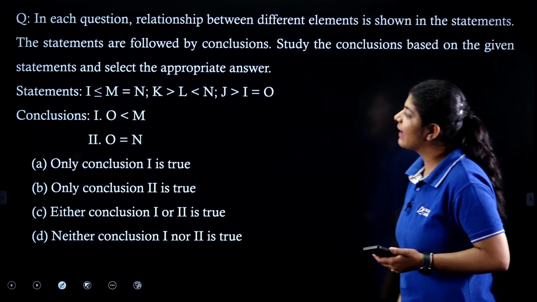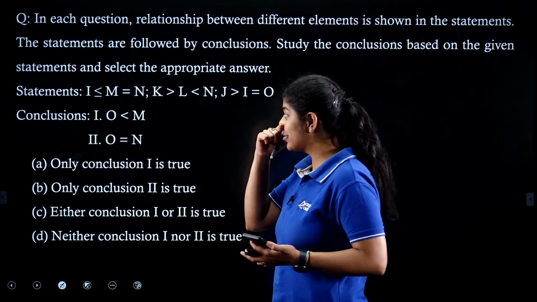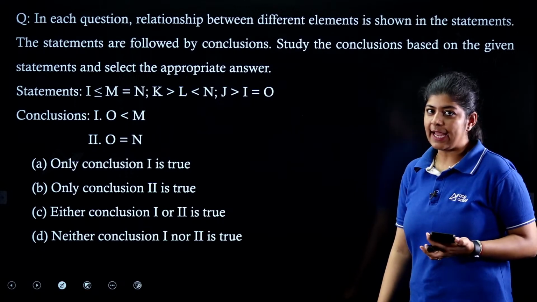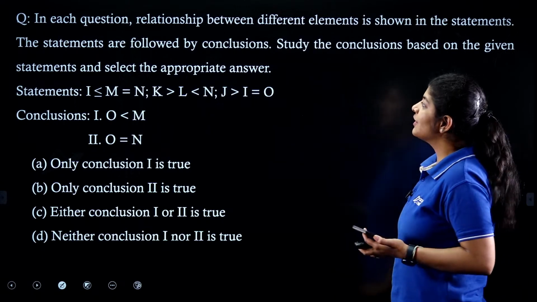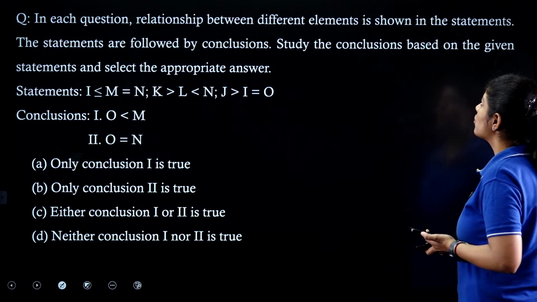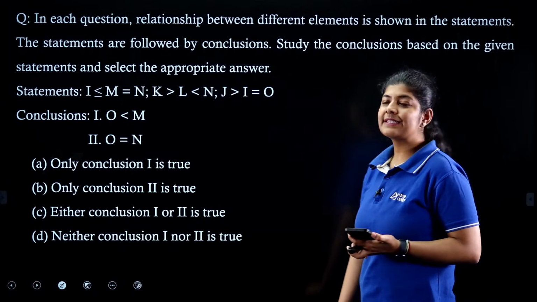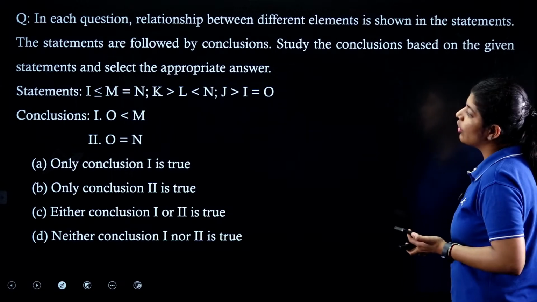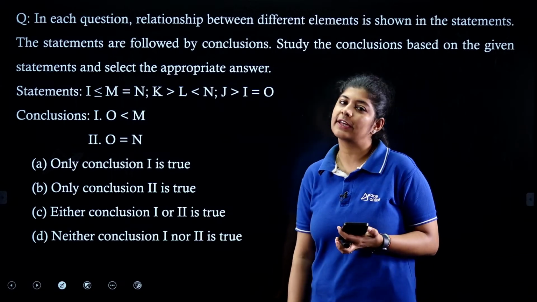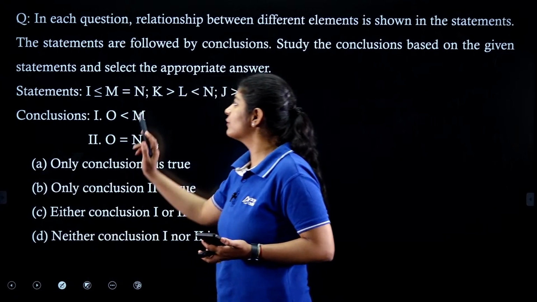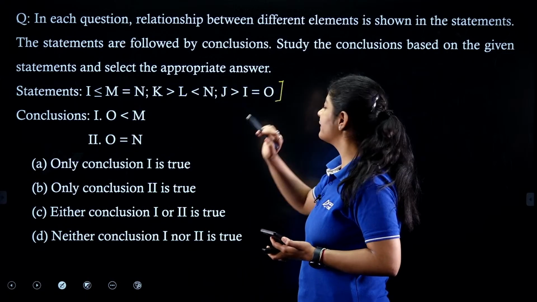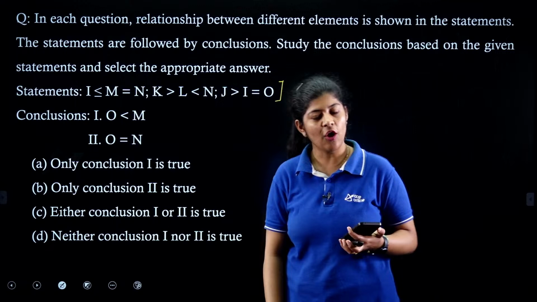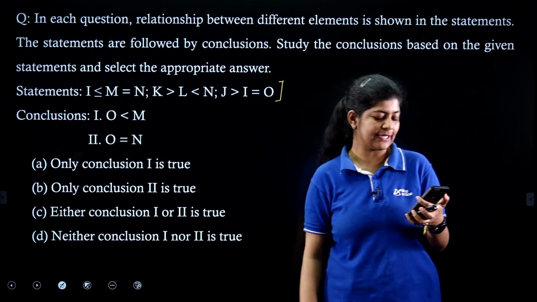Now let's move towards the next category. See what next category we are having. So we are having inequalities in terms of statements and conclusions. In each question, the relationship between different elements is shown in the statements. The statements are followed by conclusions. Study the conclusions based on the given statements and select the appropriate answer. First you have a statement. Here we are having 3 different statements, and according to these you need to check whether these conclusions are correct or not. So please tell me what answer you people are getting.